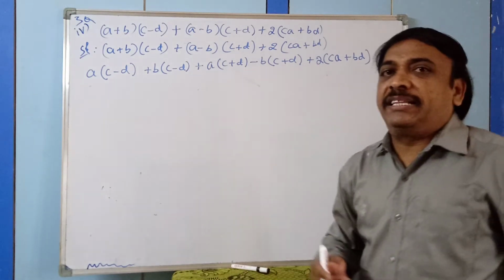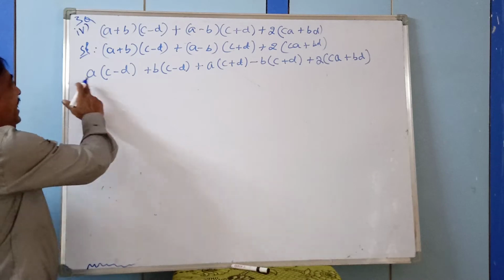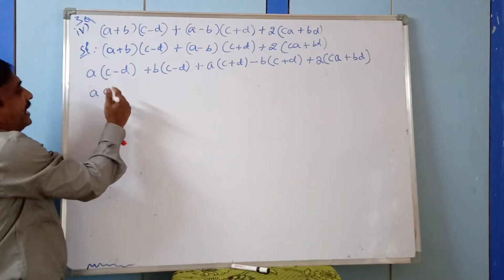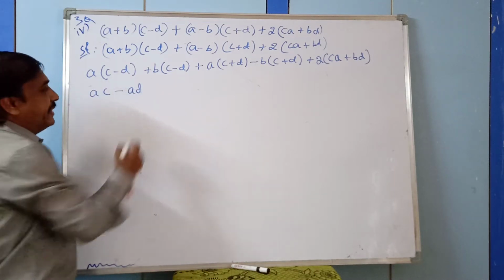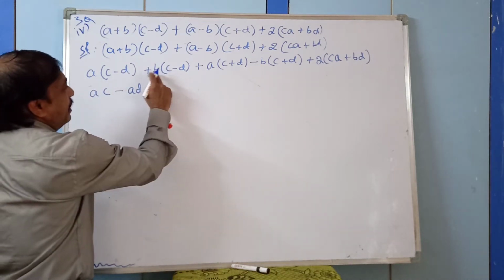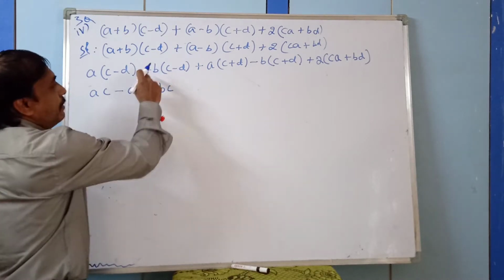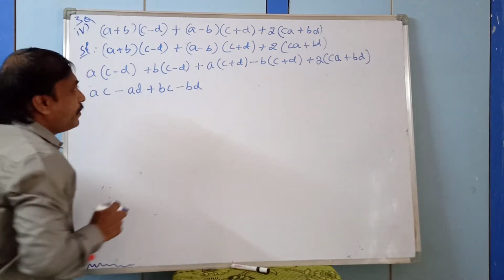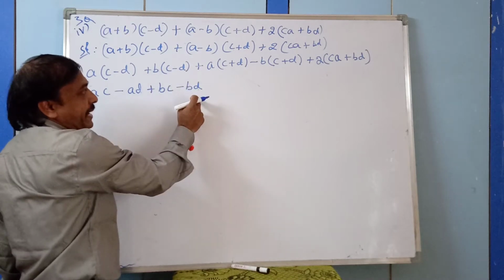Now we multiply each and every term. A into c is ac, plus into minus, minus a into d, ad. Then plus into plus, plus b into c, bc. Plus into minus, minus b into d, bd. Then b into c, bc, b into d, bd.